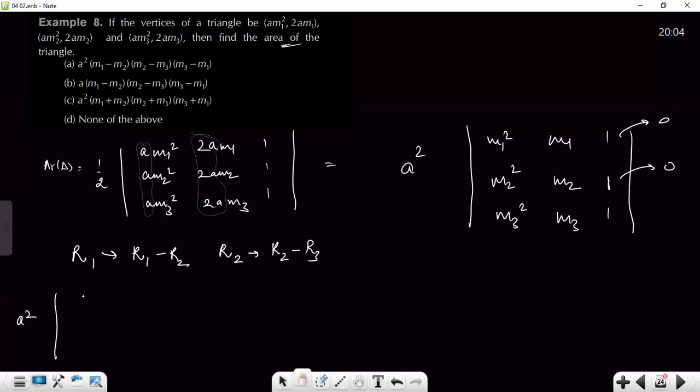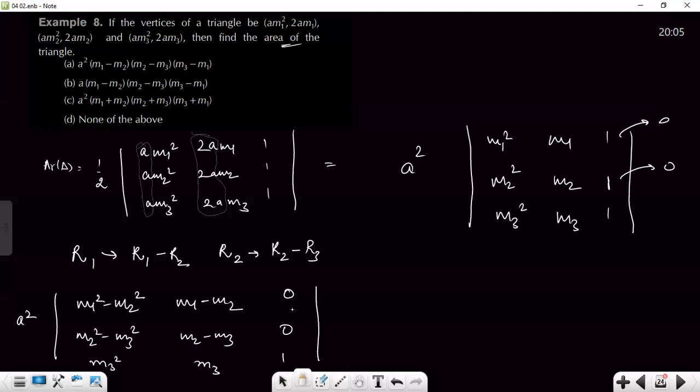Row number 1 minus row number 2: m1 square minus m2 square, and m1 minus m2, 1 minus 1, that is 0. Row number 2 minus row number 3: m2 square minus m3 square, m2 minus m3, 1 minus 1, 0. And row number 3 is unchanged. Here m3 is there.